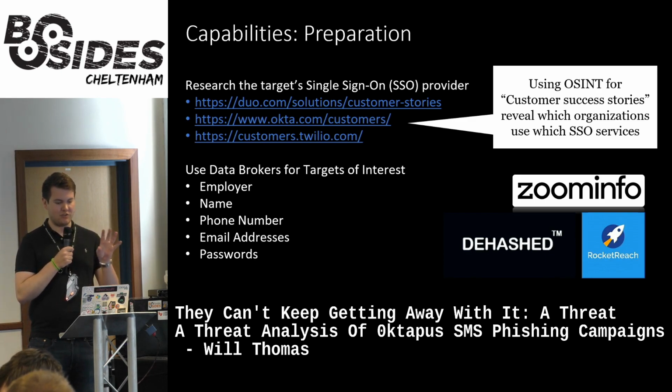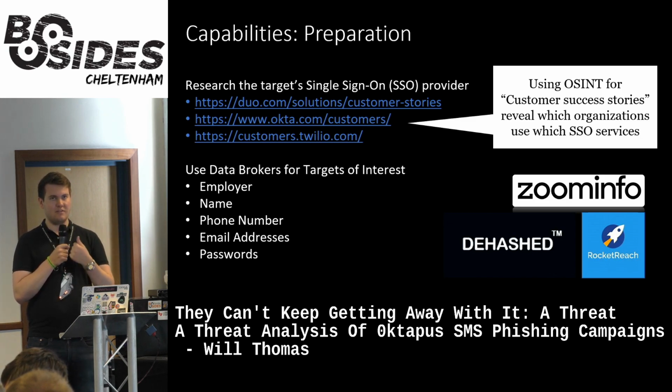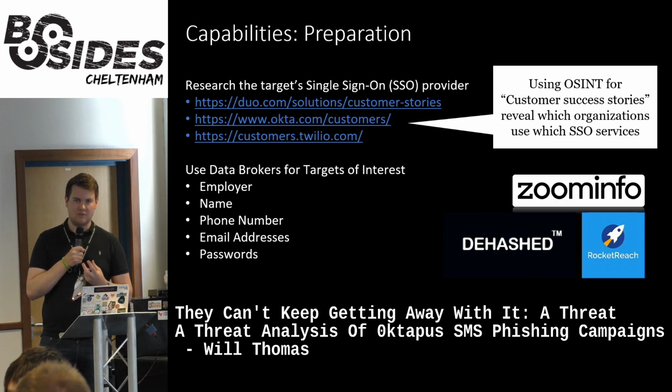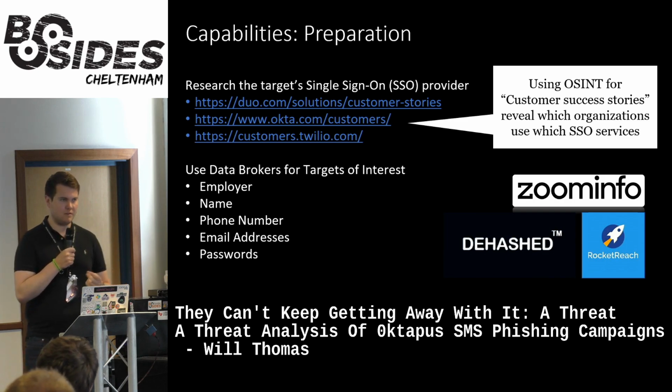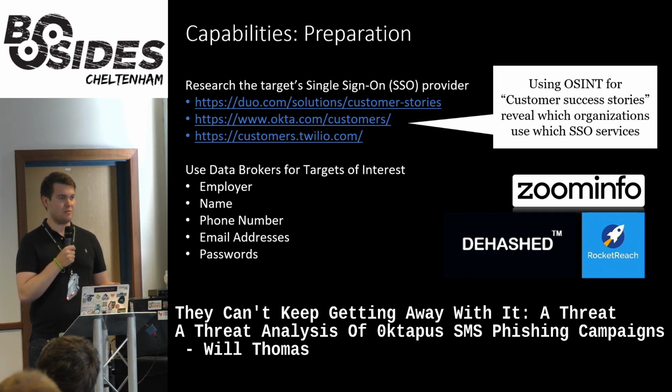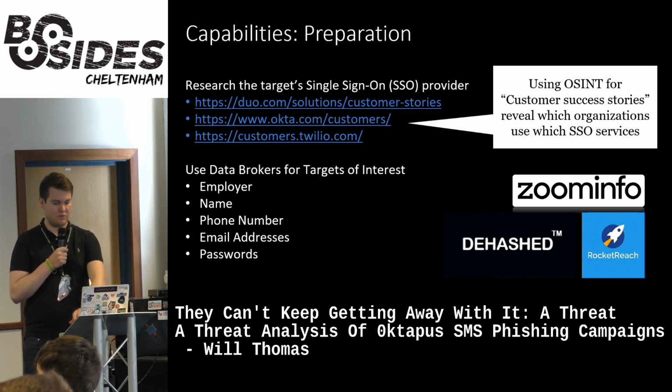And then once they do that, they can craft a custom phishing page for that organization using the company's logo, as well as the SSO provider's logo. They will also use data brokers to gather information, to then exploit and target those employees and users. They'll use things like ZoomInfo, DeHashed, RocketReach, all sorts of areas as well. You can even use LinkedIn if you want, and just from using these few sources, you can get who their employer is, their name, phone number, email address, and potentially the passwords that have already been breached as well.